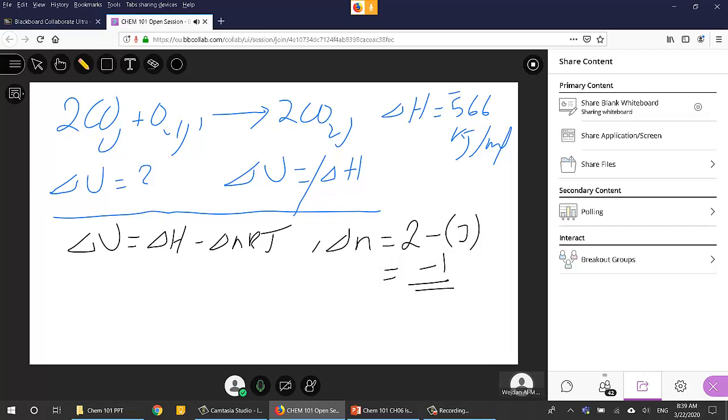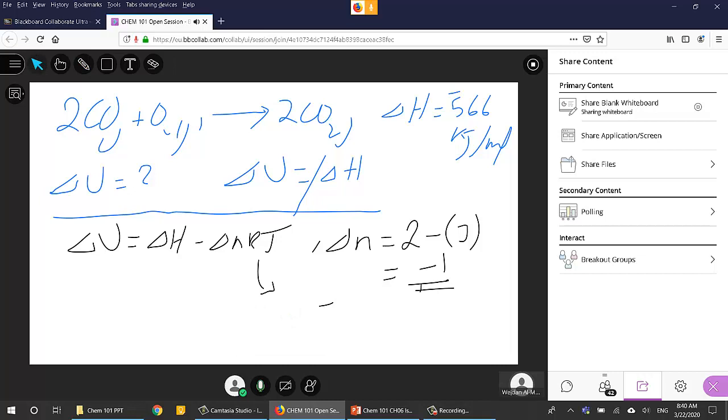Now R here, you cannot use the 0.08 atmosphere liter value. That's not going to work here. You have to use the value of R, which is 8.314 joule Kelvin minus 1 mole minus 1. That's the value of R that you must use in these questions. You cannot use the other value, the one we used in chapter 5. We need the value that is in joules, because this is going to work out, okay?